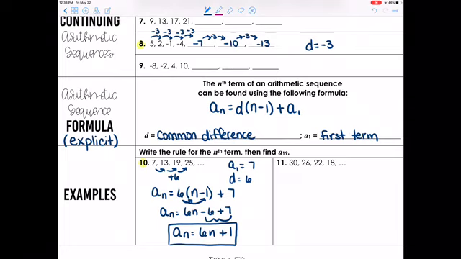Go ahead and pause the video and try number 11. When you're ready, resume the video and we'll go to the next page.